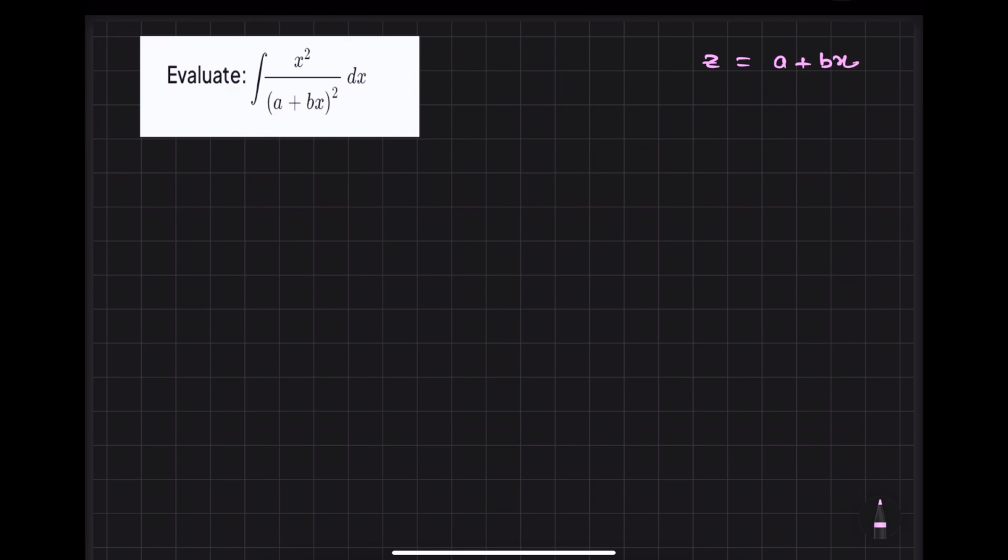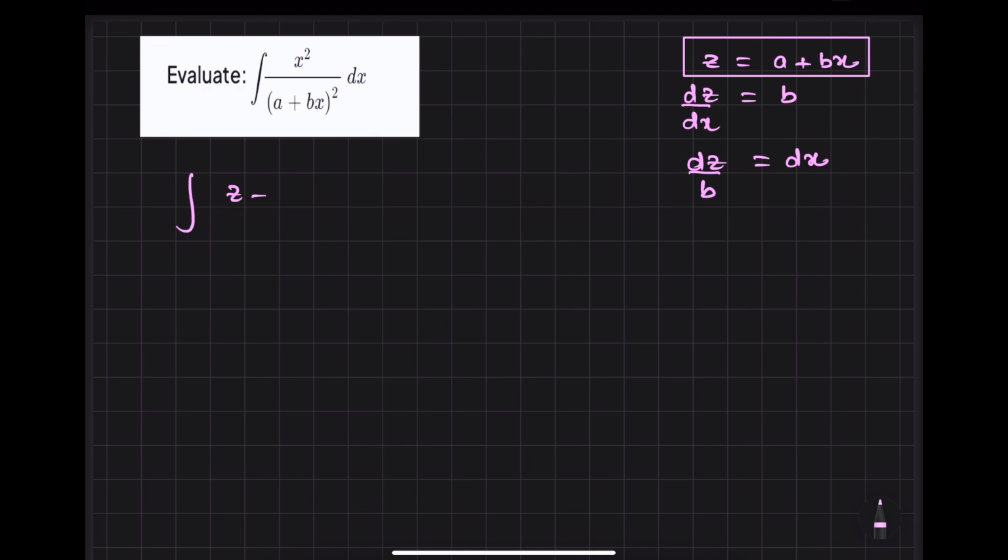Now let's do the differentiation both sides. So it is dz by dx equals b. Okay, so can I write dz by b is equal to dx? Now do the appropriate replacements. So look at this, we have a problem with this x square. So how will we get rid of this x square? Look at here. So create a situation of x from here. Can I write (z minus a) by b as x?